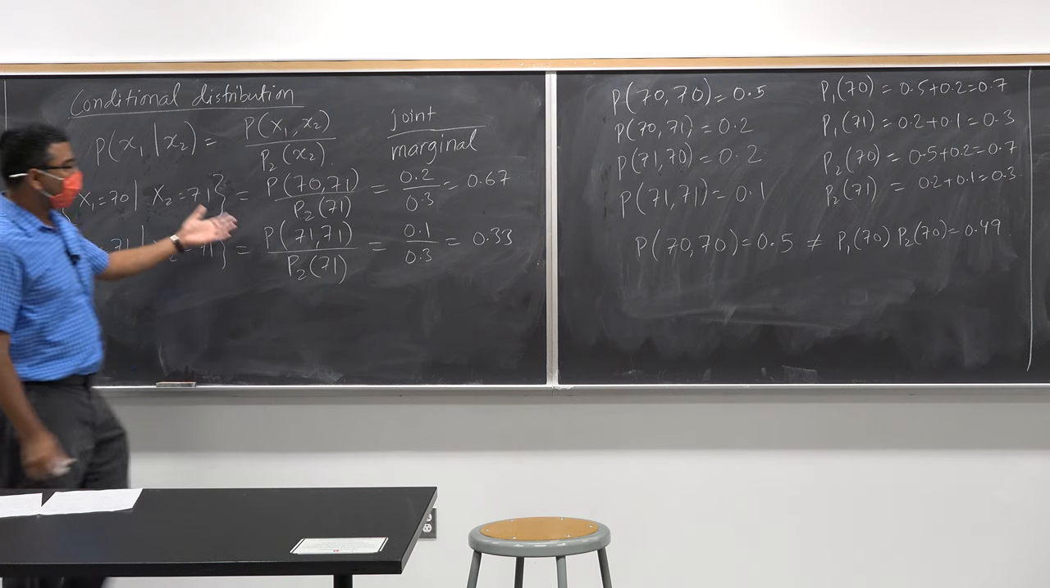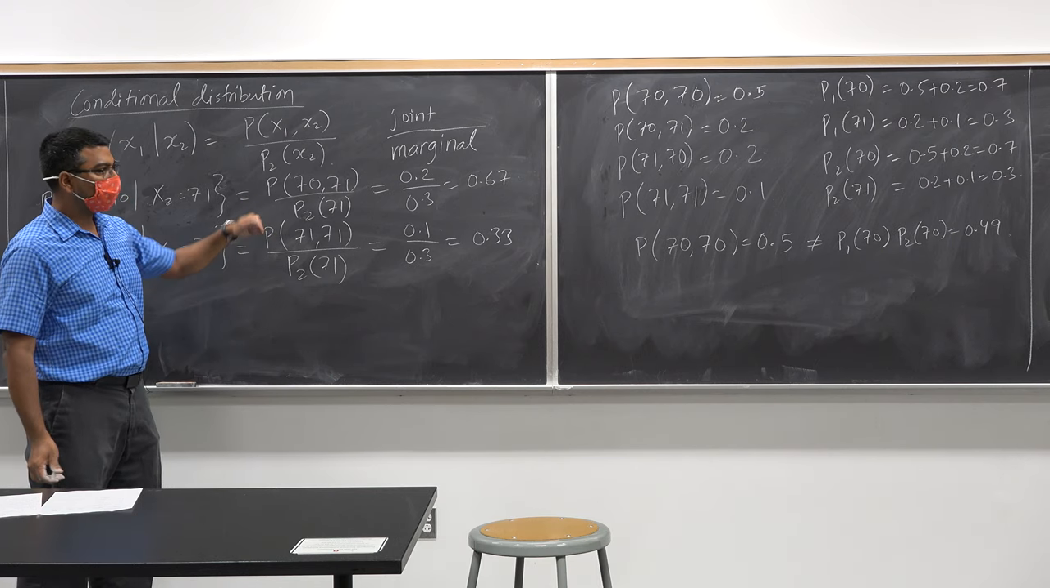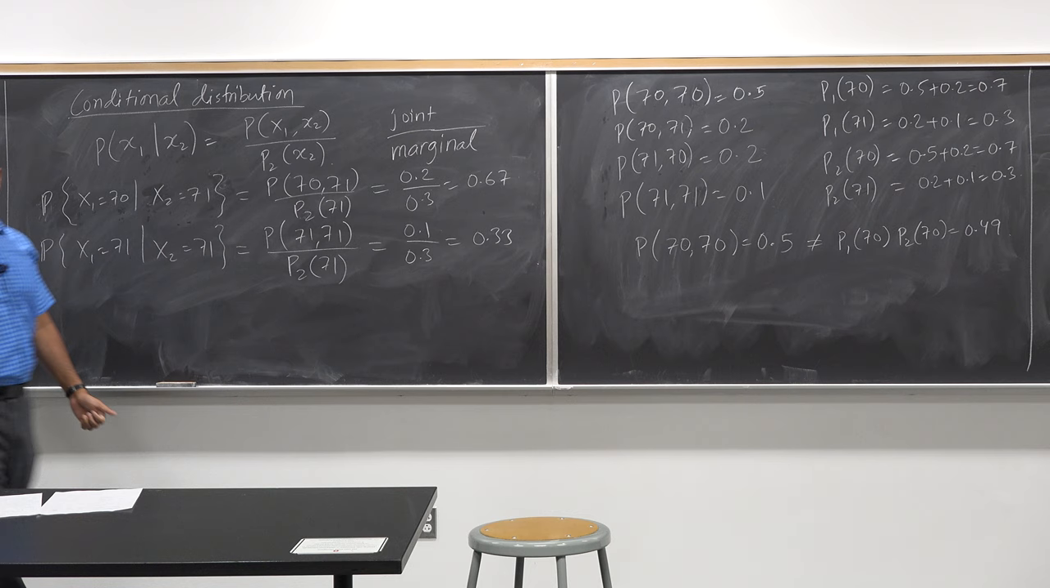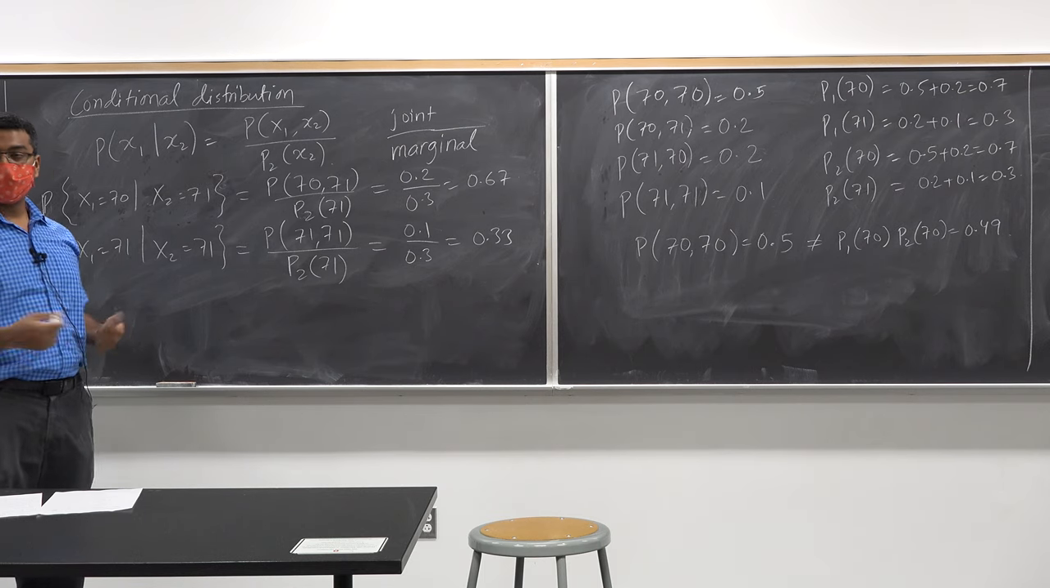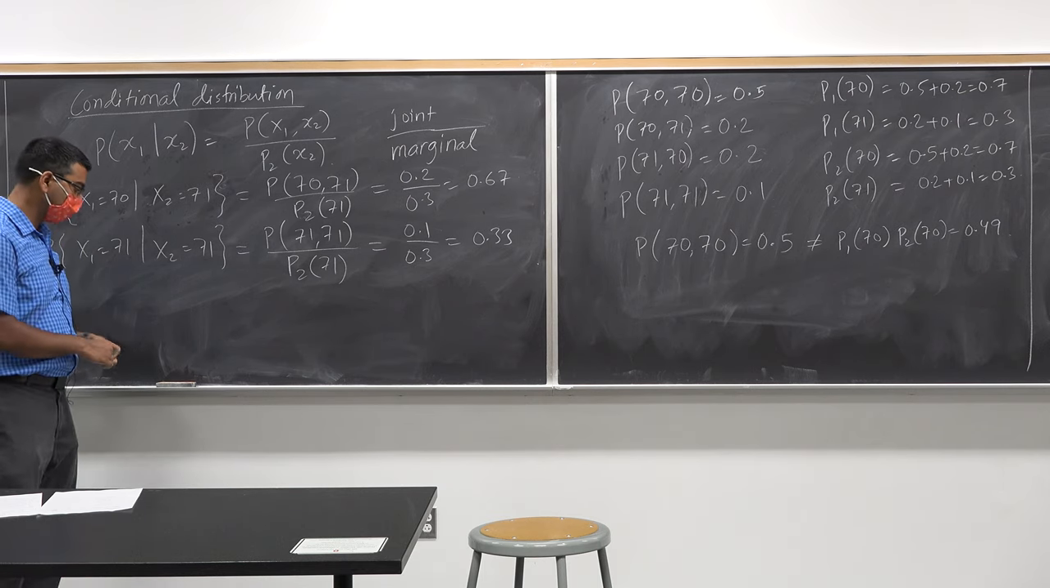So we talked about the conditional distribution for the discrete case. We will talk about it for the continuous case in Monday's class. Then we will talk about covariance and order statistics, and then we'll get into estimation.